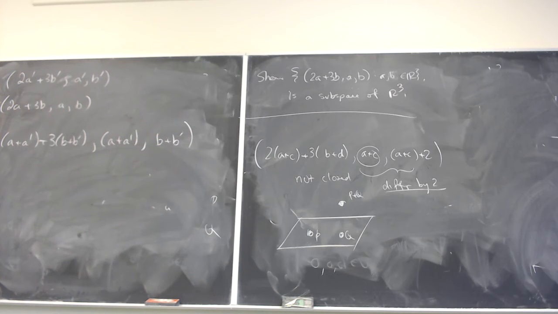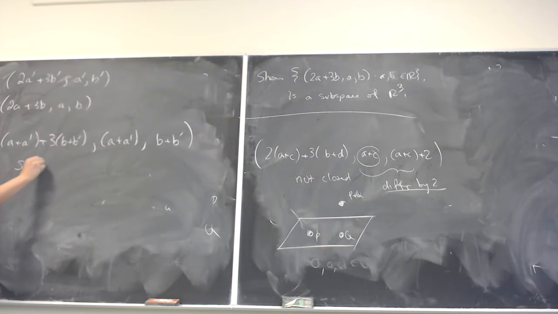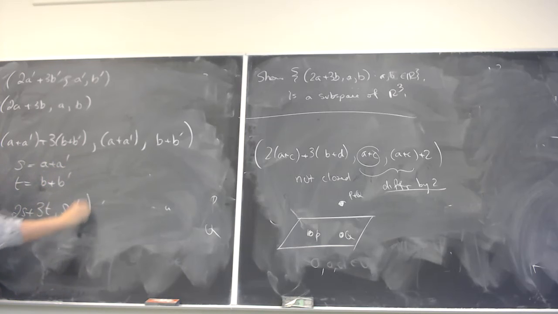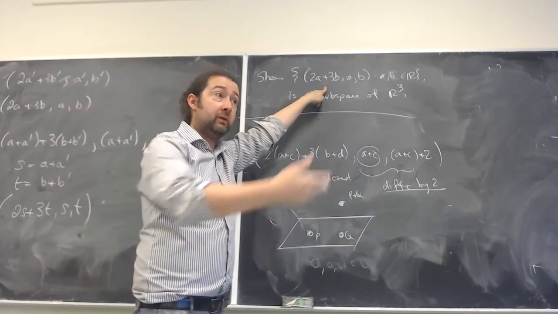And if you don't see that that follows the same rule, that this lives in this set, you could make the substitution if you like: s is equal to a plus a prime and t is equal to b plus b prime. And what you're going to get is (2s + 3t, s, t). And that has the same form that this does. So we add two arbitrary elements, we end up back where we started.